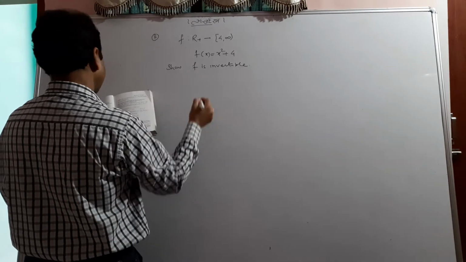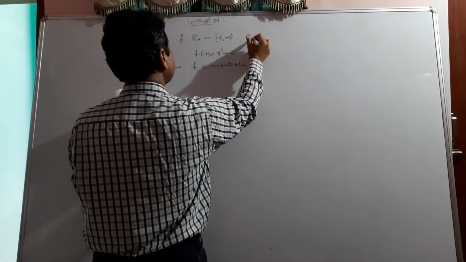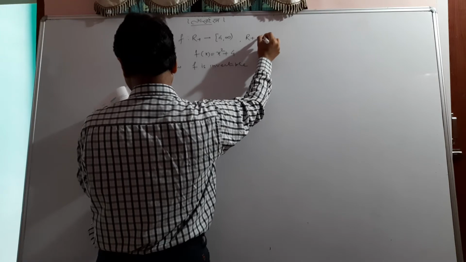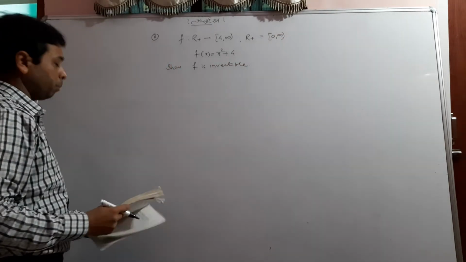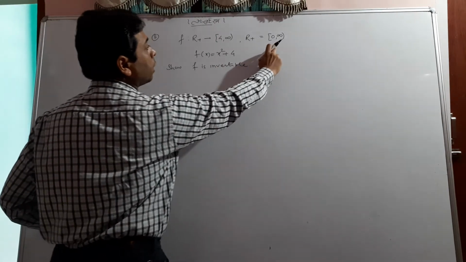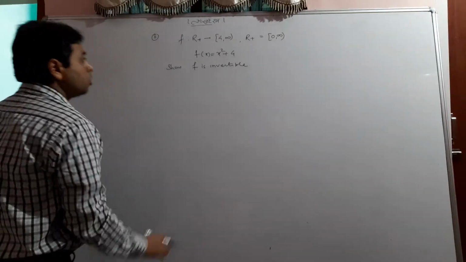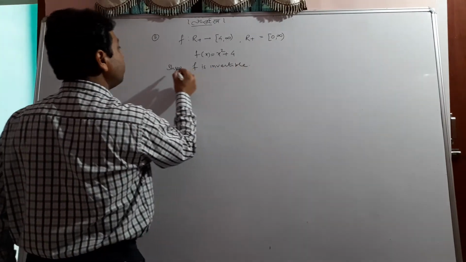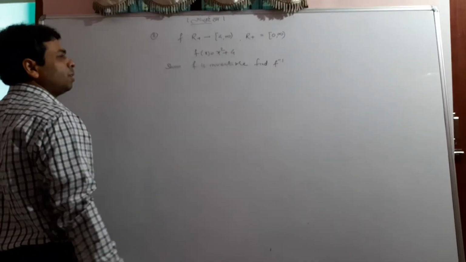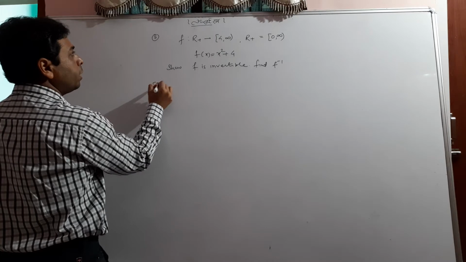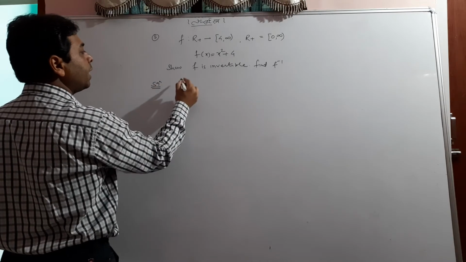Now the rest I'm not writing, but lastly I would say that R plus is the set of non-negative real numbers, which I have already taught you. This is given in the book. So the rest of the question is: show that f is invertible, and find also f inverse. That is a general question. So let me now do that.